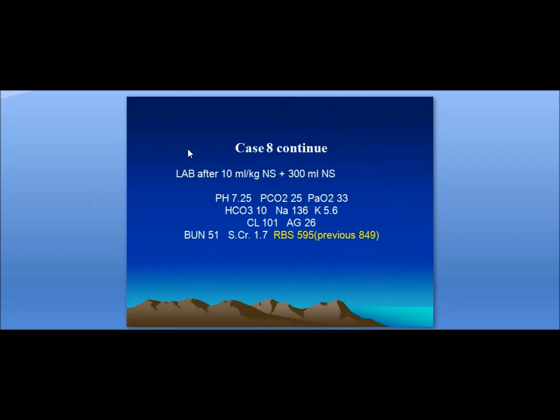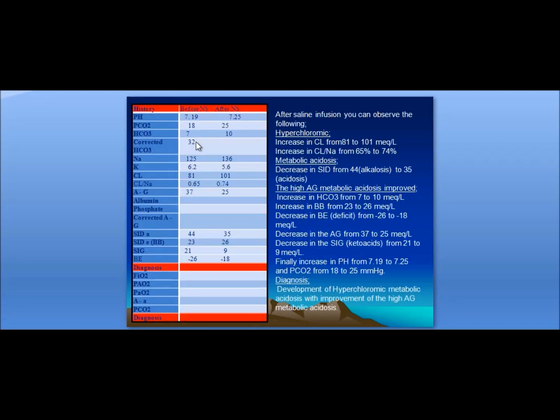This patient received treatment. The main treatment was saline. And these are the data. When you look at the sugar, it dropped from 849 to nearly 600. Back again to the Aglan table, and you see, number 1, this is the previous state.